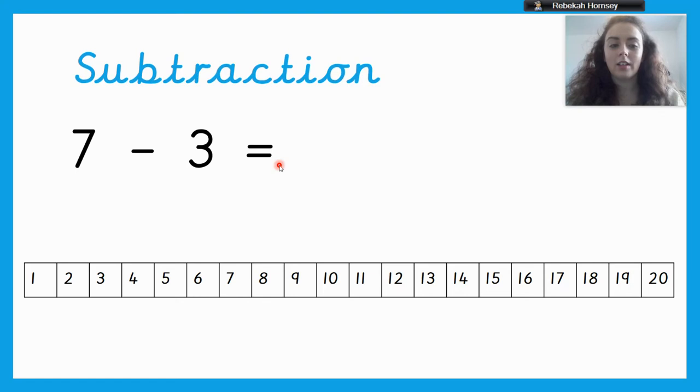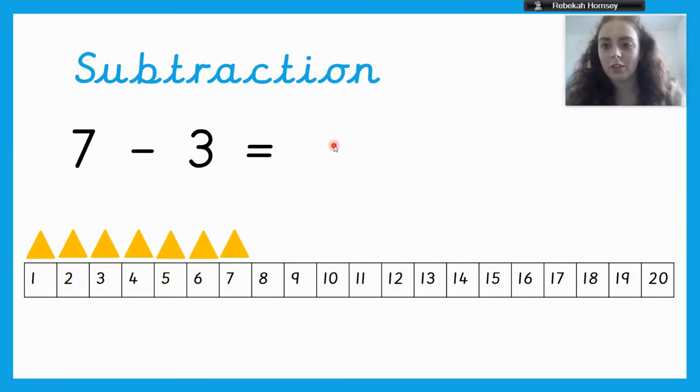Here's my number track. So this time we always need to get whatever the first number says. So my first number says 7. So I've got my 7 triangles again. But this time, because it says subtract, I've got to take some away. So I've got to cross out how many? Yeah, 3. I've got to cross out 3. So you've got to either cross out 3 at home or take 3 things away, depending if you're using objects or whether you're drawing. Let's have a look.